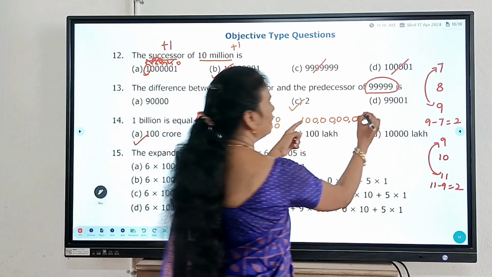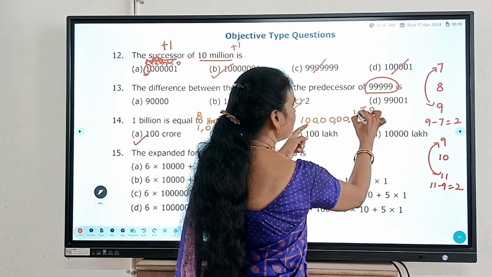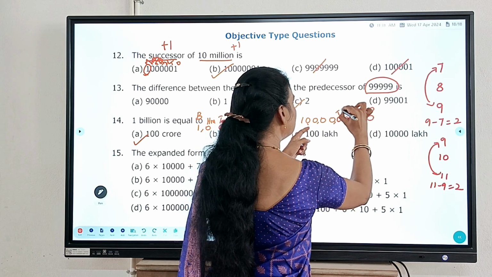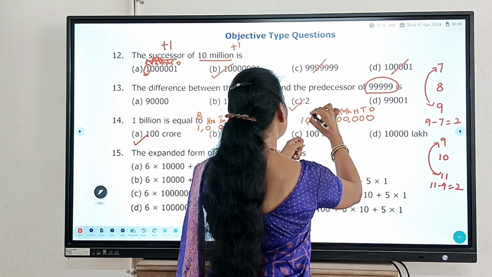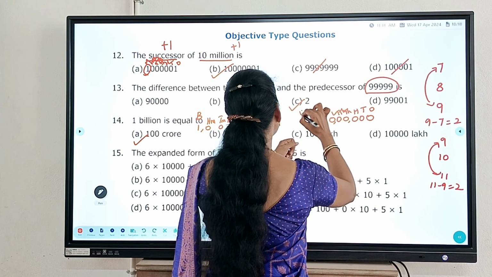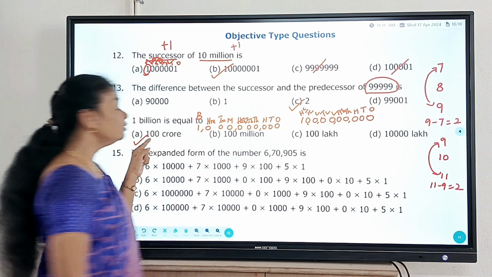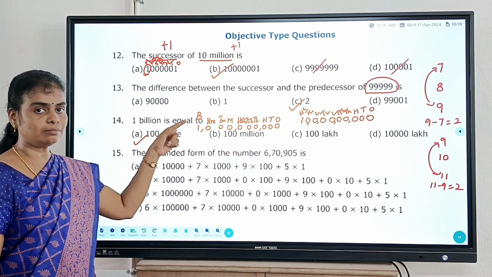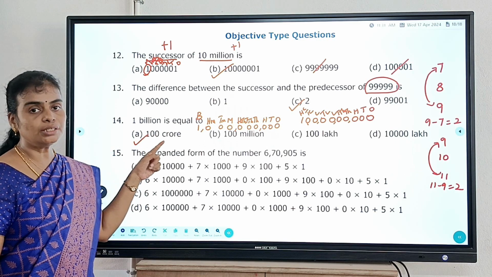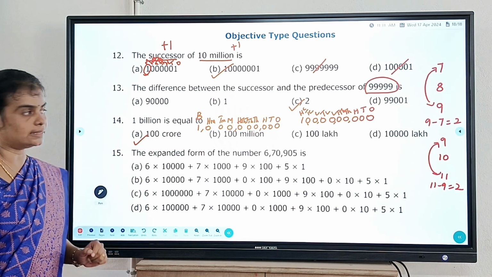So this is 100. Ones, tens, hundreds, thousands, 10,000s, lakhs, 10 lakhs, crore, 10 crore, 100 crore. So the same number, 1 billion in the international system, is equal to 100 crore in the Indian system.